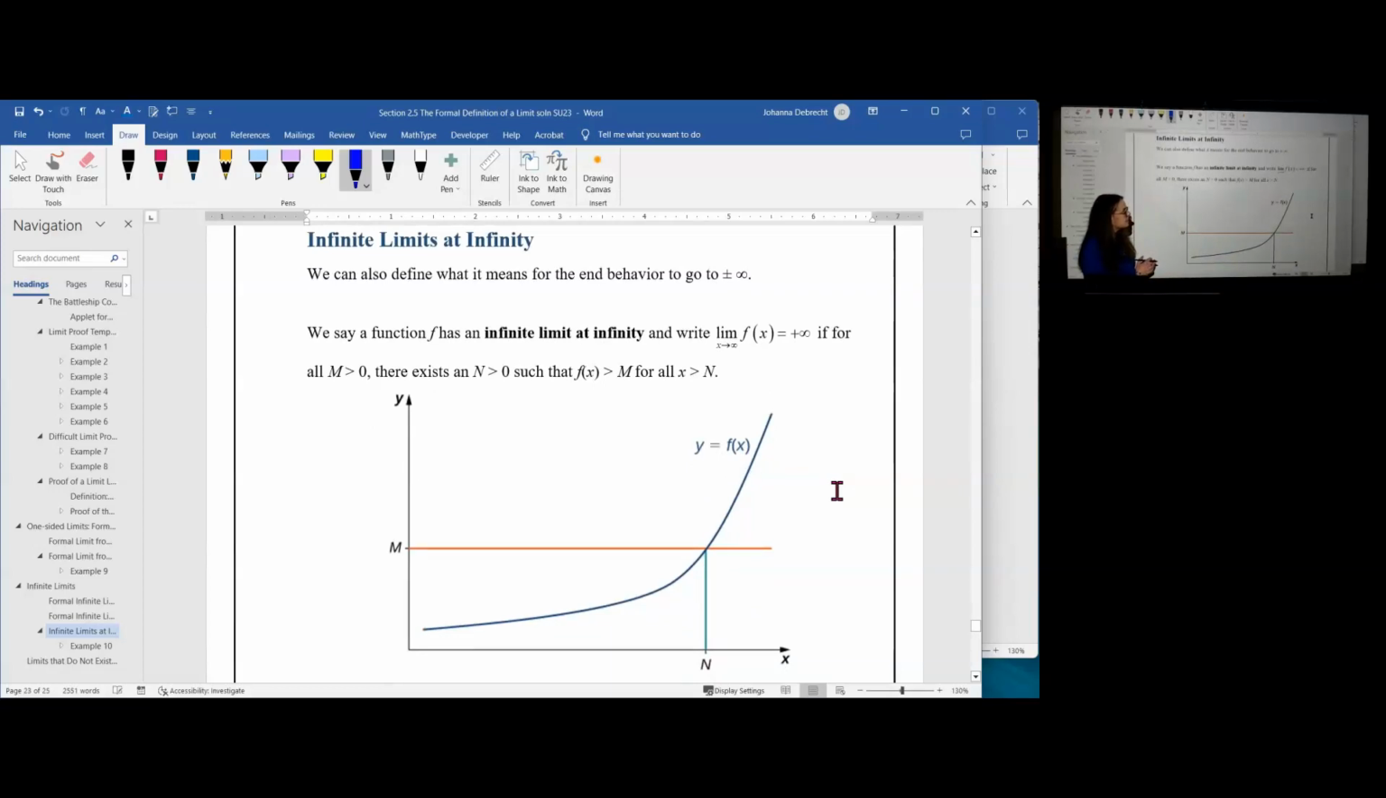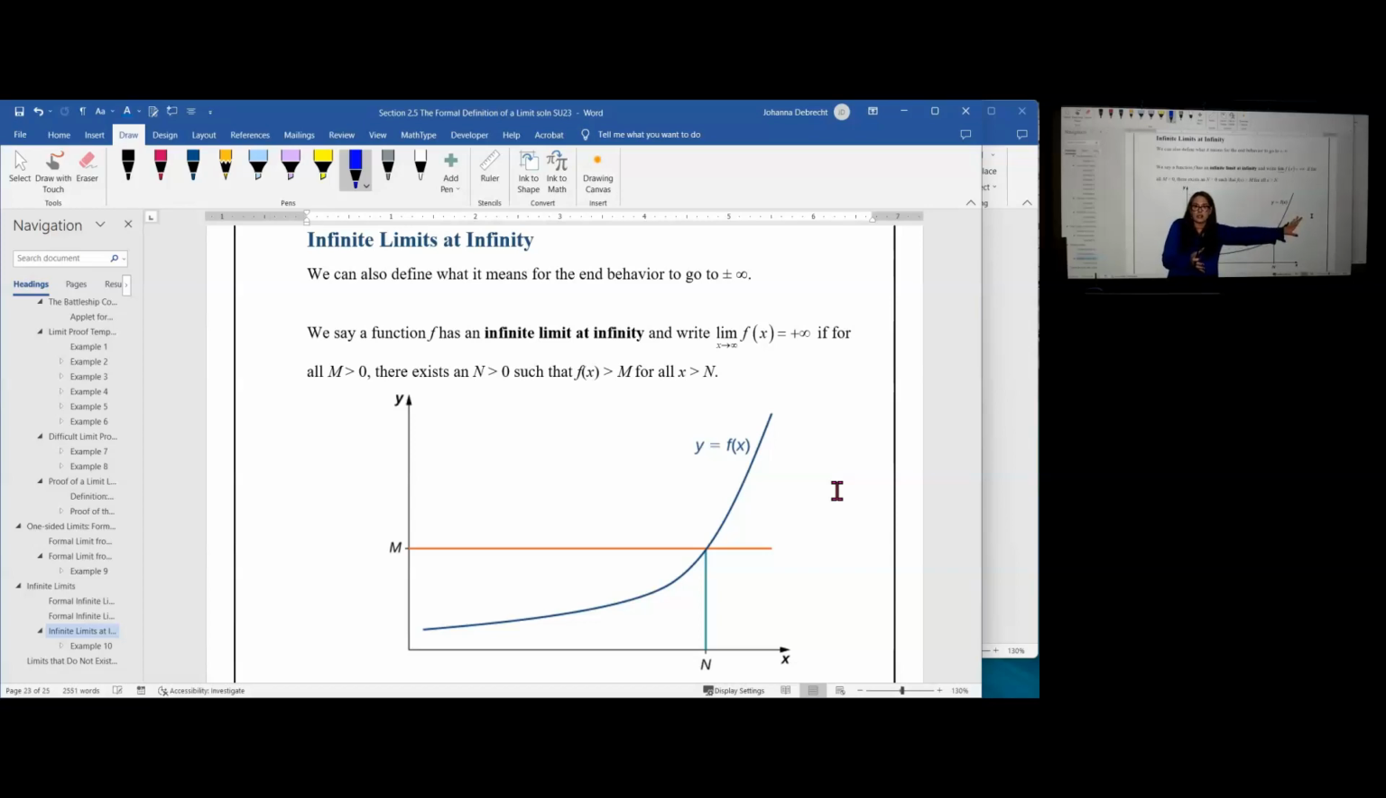We can also define what it means for the end behavior to go to plus or minus infinity. Now, on the end behavior, it's a little bit different because end behavior means x is approaching positive infinity or x is approaching negative infinity. In that case, we don't have a delta around an A because we don't have an A.